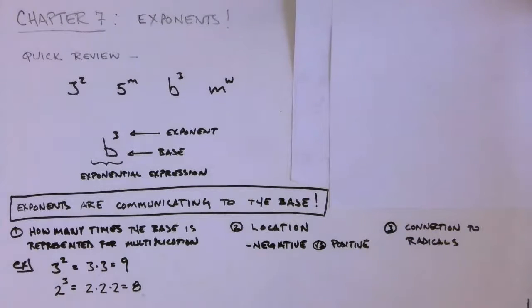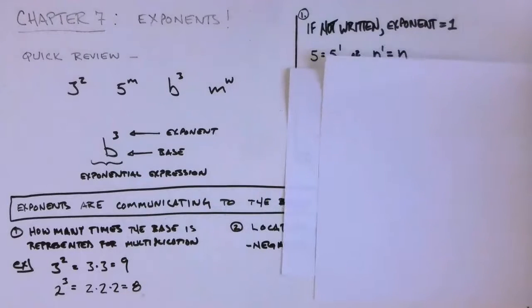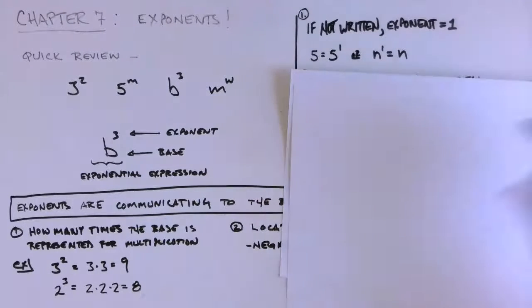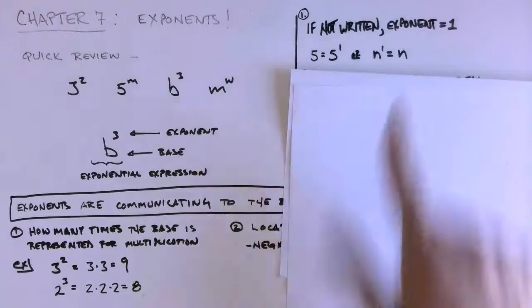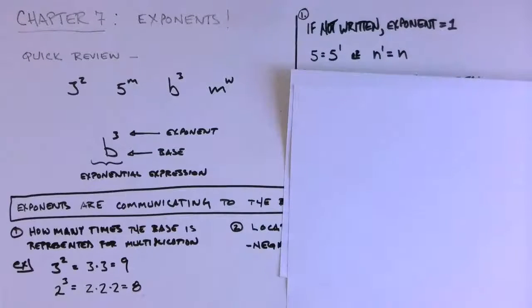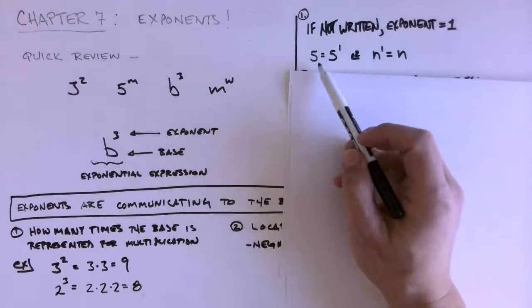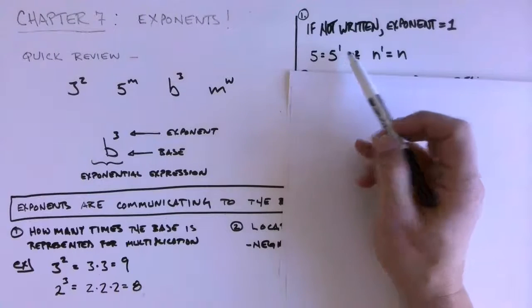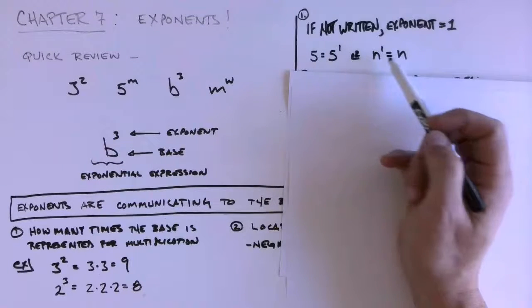Now, there's a couple basic things I want to make sure everybody knows. And up top here, there's a couple implied things that I want to make sure you know. That first thing is, if it's not written, the exponent is implied to be 1. So when you see 5, 5 is really 5 to the first power. Or for any real number, n to the first is equal to n.